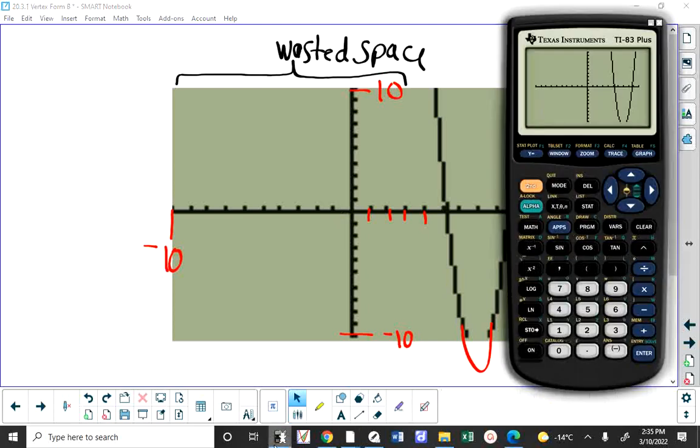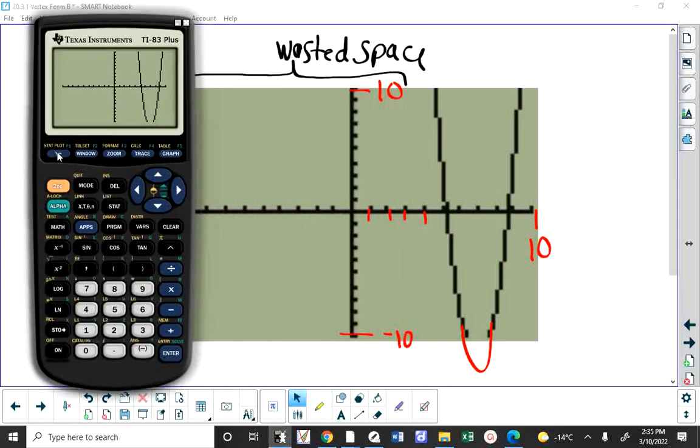So what have I decided to do? I go to my window settings, window, and I want to go from, I said 4 to 10 would probably do the trick. And instead of from -10 to 10 for y, -15. I mean, look at that, it's so much nicer to look at. It's a nicer picture of the parabola.